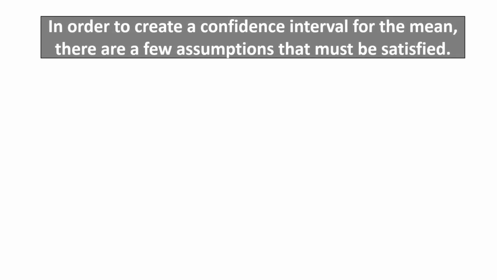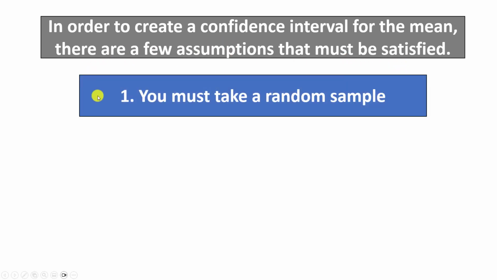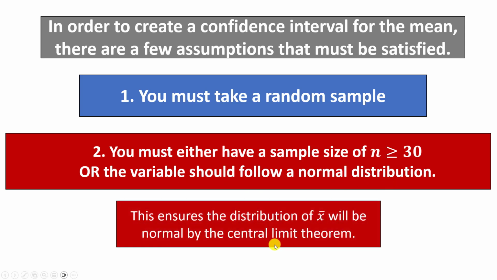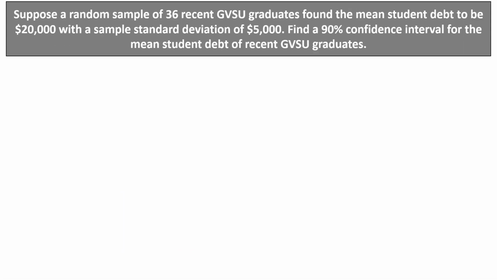Now, in order to create a confidence interval for the mean, there are a few assumptions that must be satisfied. First of all, you must take a random sample. So that means that there should be an equal chance to choose anyone in your population for your sample. Additionally, you must have either a sample size of n greater than or equal to 30, or the variable should follow a normal distribution. You may remember that these were the conditions for the central limit theorem, and this actually is ensuring that the distribution of our sample mean will be normal by the central limit theorem. This needs to be true in order for us to use the t-distribution, which was in the formula for the confidence interval.